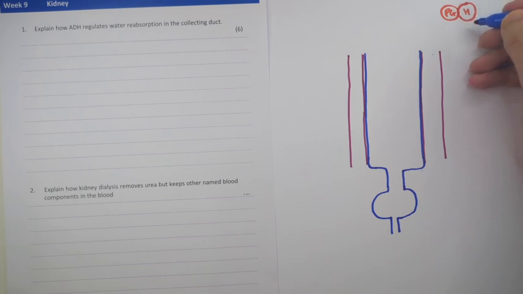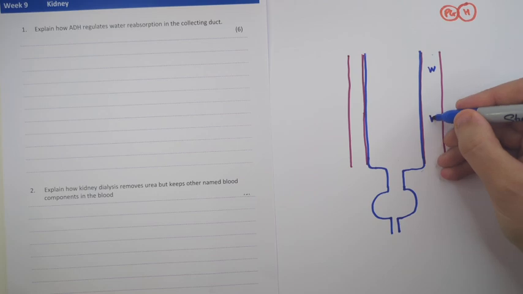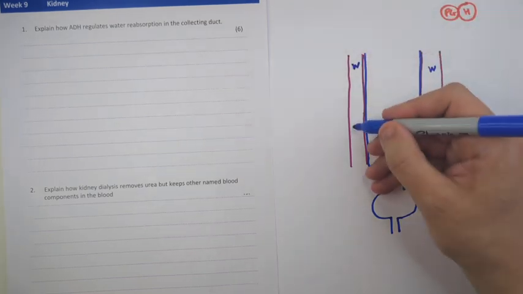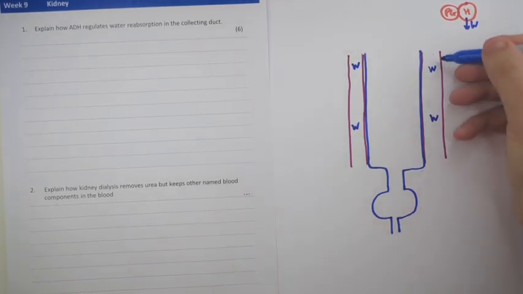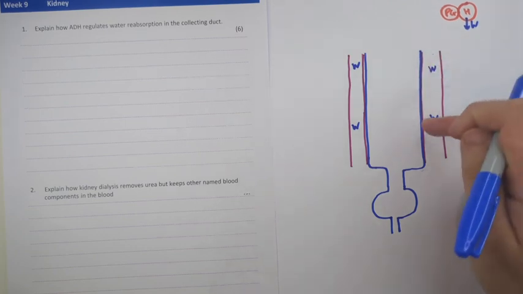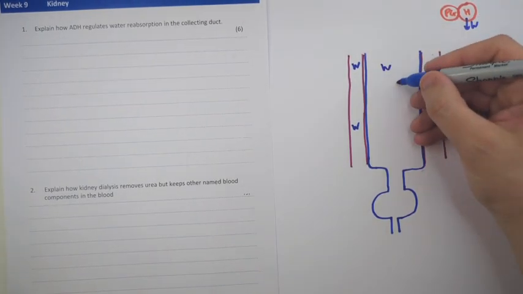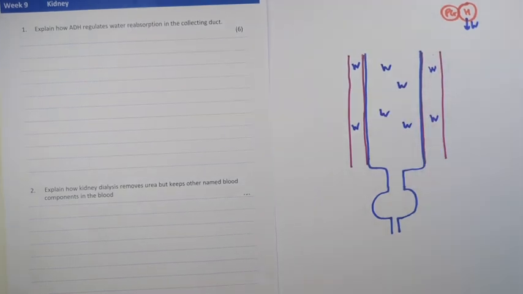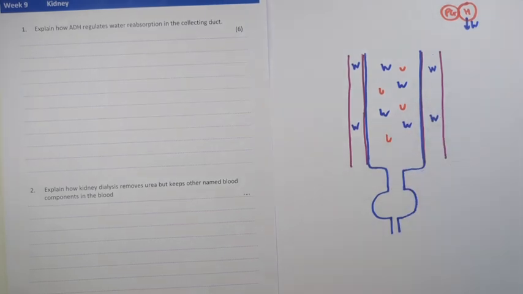So if water levels are too low, as you can see here, we've got low water levels in the blood. We are dehydrated. This is what happens if we've got low water levels in the blood. And as you can see here, inside the collecting duct, we have water and we have urea.